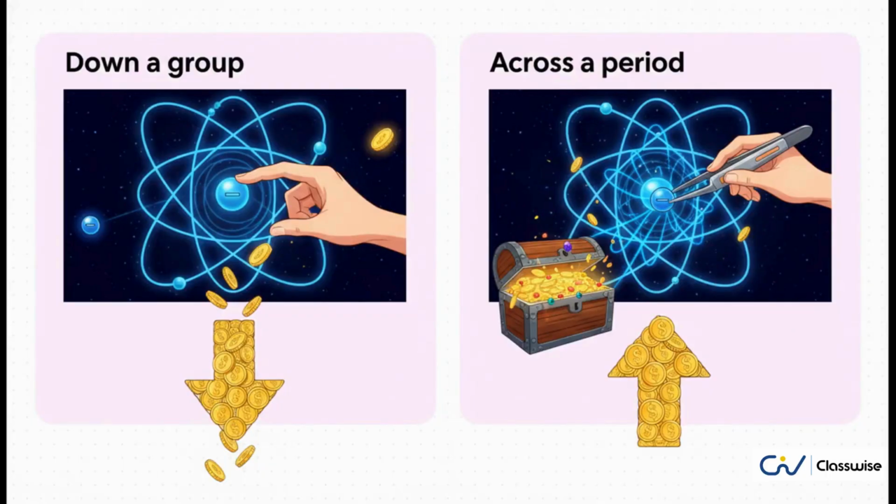And this trend makes perfect sense if you think about it. As you go down a group, what happens? The atoms get bigger. That outermost electron is way far away from the nucleus, so it's easier to grab, right? The price goes down. But as you go across a period, the atoms are getting smaller, and that nuclear charge is getting stronger, holding those electrons super tight. So trying to remove one, it's going to cost you. The price goes way up.